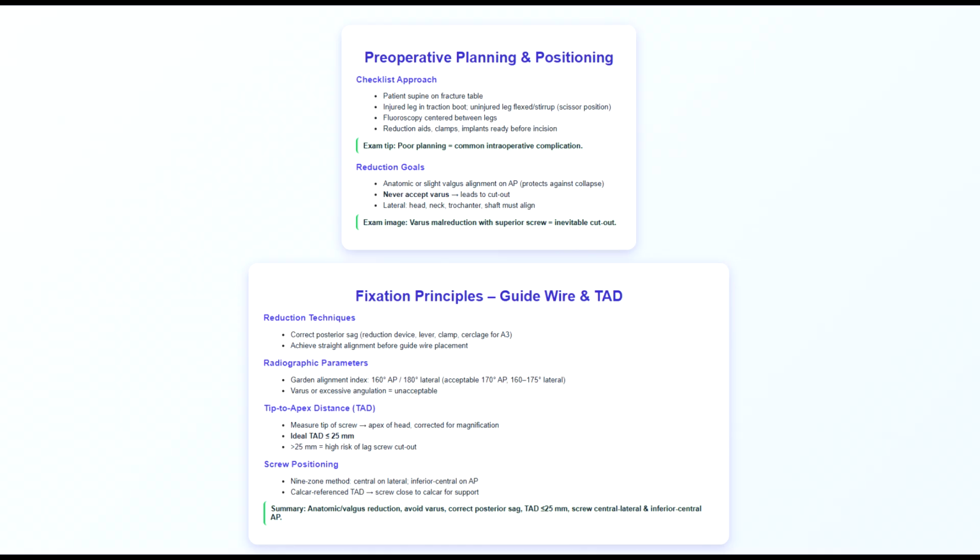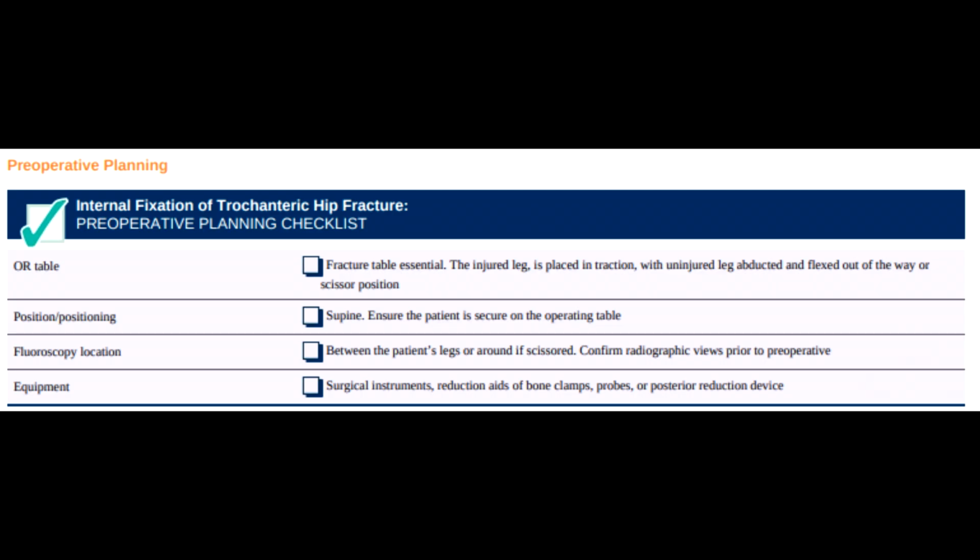The first step is preoperative planning. A checklist approach is always emphasized. The patient must be placed on a fracture table, the injured leg in traction, and the uninjured leg either flexed out of the way or positioned in the scissor position. Positioning must be secure, and fluoroscopy should be aligned between the patient's legs to provide high-quality images. Having the right equipment is critical. Reduction aids, clamps, probes, and appropriate implants must all be available before starting.